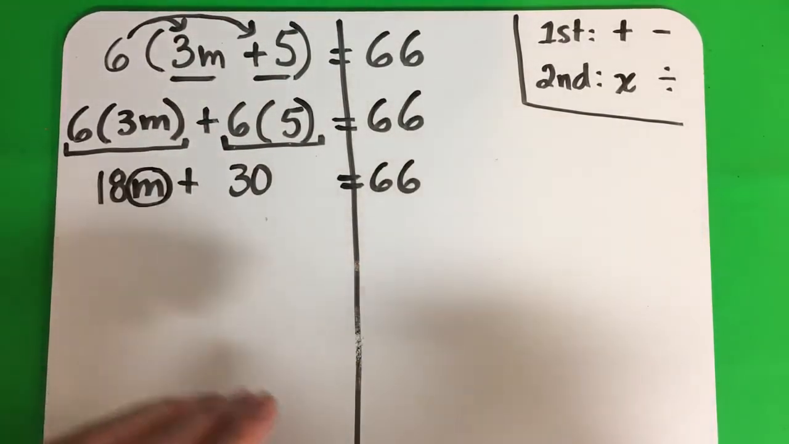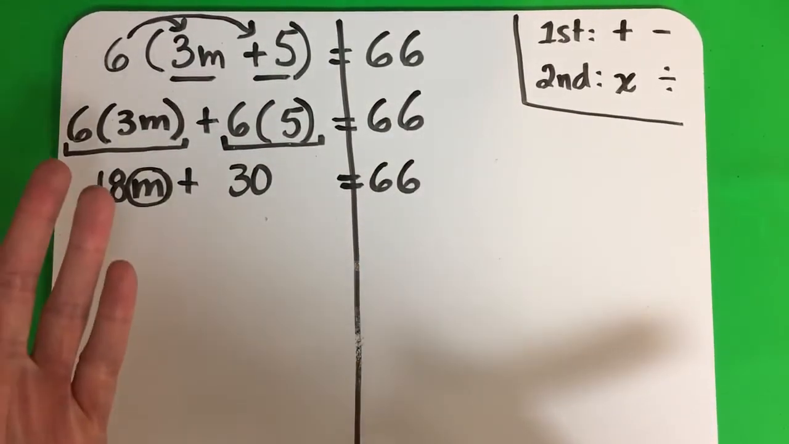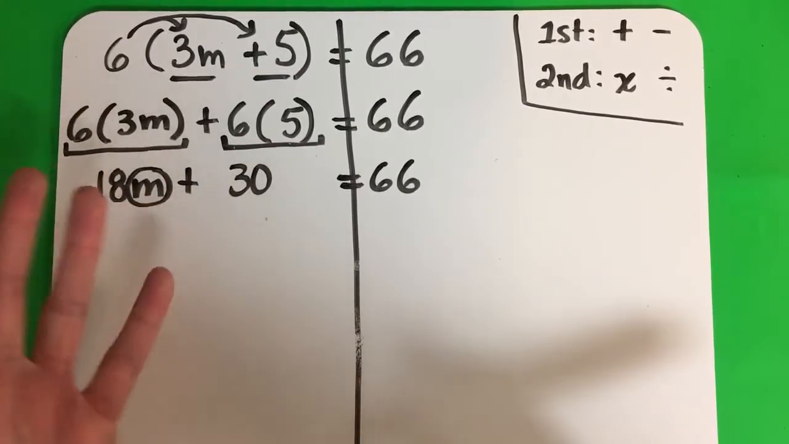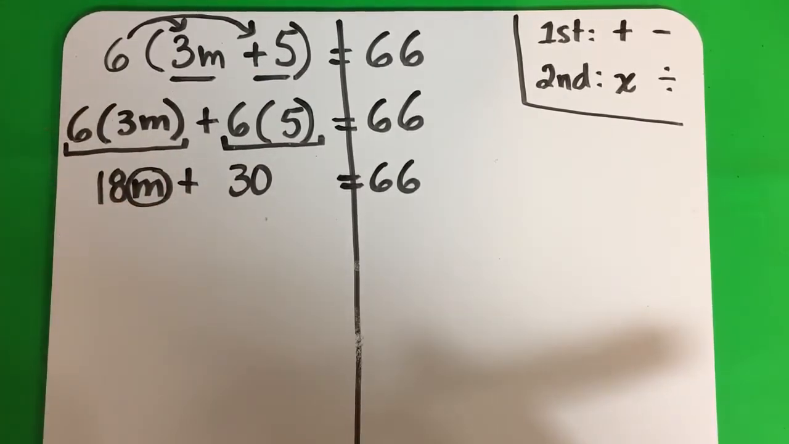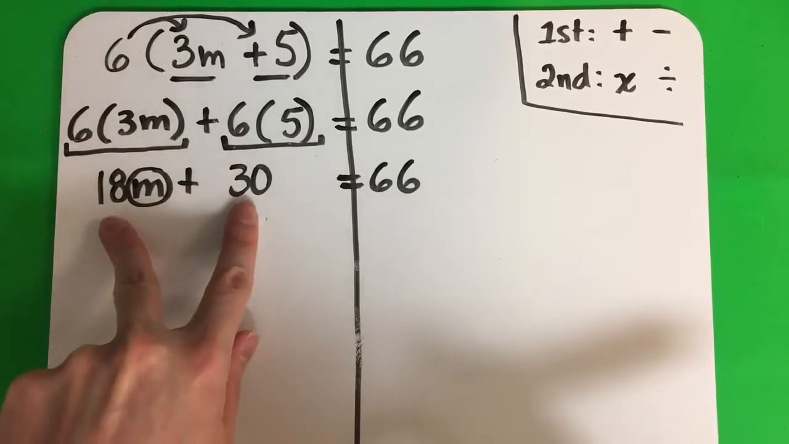Okay? And where is m? It's on the left. ¿Dónde está el m? Está en la izquierda. Which two numbers are with m? ¿Cuál dos números están con m? 18 and 30.